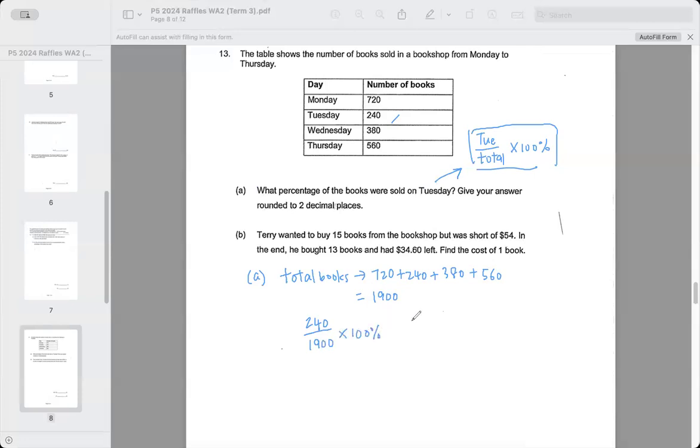Key this into your calculator, and you will get a chain of numbers. That's why they ask you to give your answer rounded to 2 decimal places. If you want to round to 2 decimal places, you have to write down one more than what is required, which is 3 decimal places. So 3 decimal places will be 12.631 as per your calculator. If I round off to 2 decimal places, this is my second decimal place, I have to look at the number after that, which is 1. 1 will be rounded down, meaning 3 will remain as 3. So my answer will be 12.63%. This is my answer for part A.